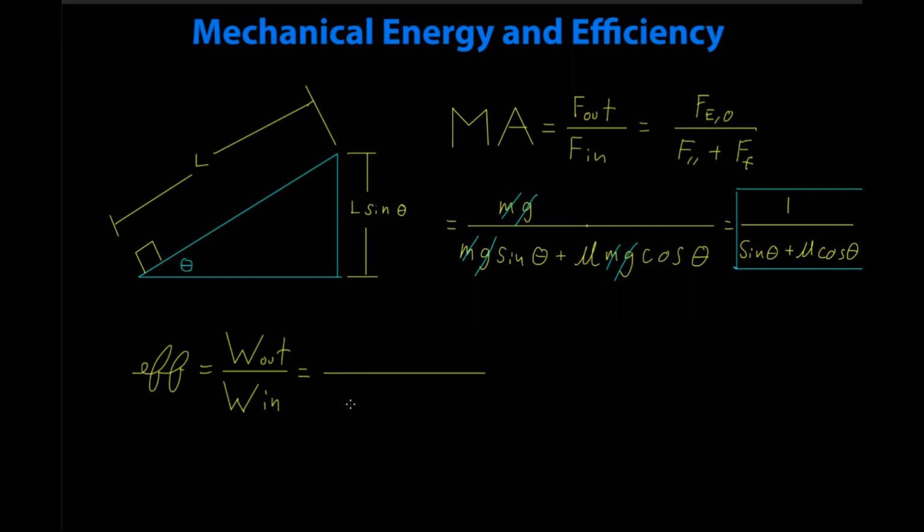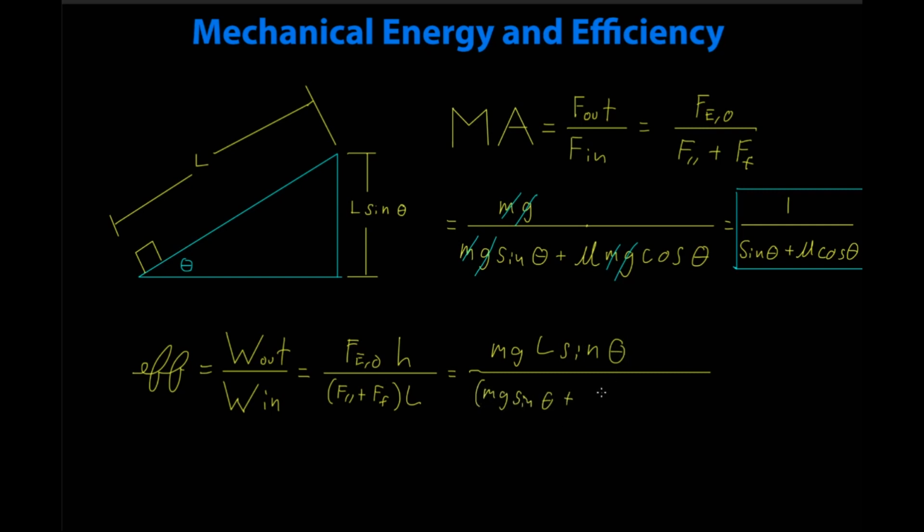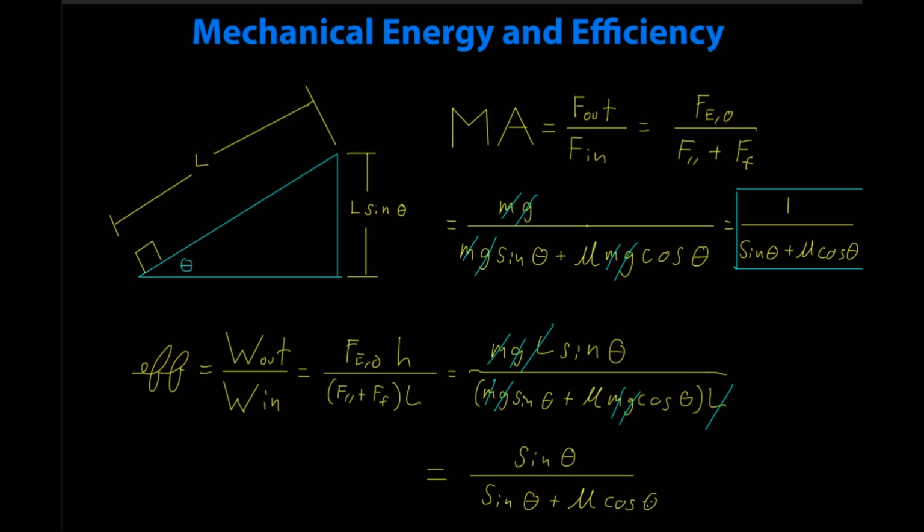Well, for efficiency, work out would be the work done without the tool. In other words, force earth on object times the height. Work in would be force parallel plus force friction times the length. That would give us mg L sine theta, where L sine theta is the height, over mg sine theta plus mu mg cosine theta times L. Now what cancels here? Well, once again, m and g both cancel, and L cancels, and you end up with this: sine theta over sine theta plus mu cosine theta.